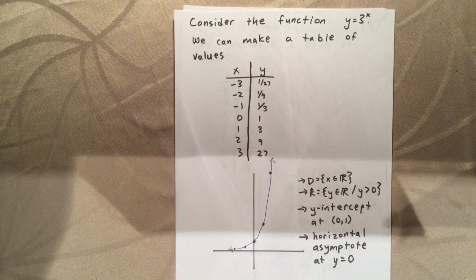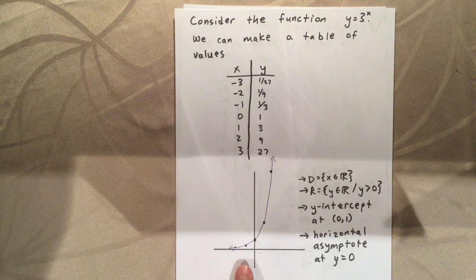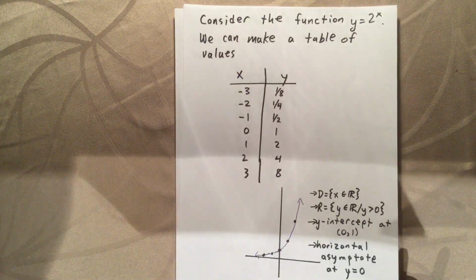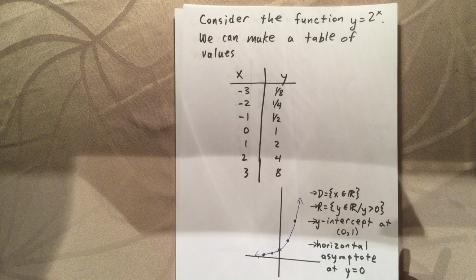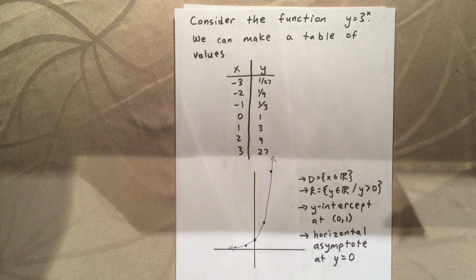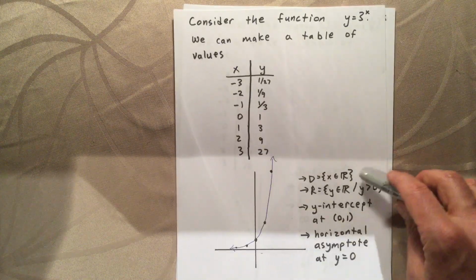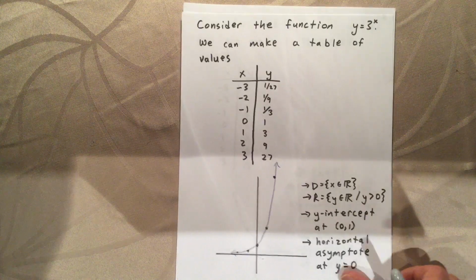And so we see that the curve y equals 3 to the x is just a little bit steeper, very similar, but a little steeper than the curve y equals 2 to the x. Okay? But it has all these other characteristics in common.